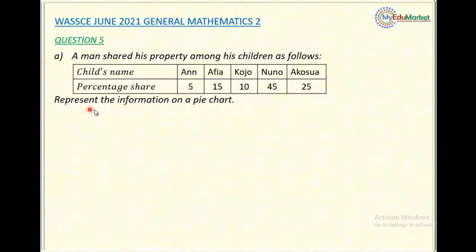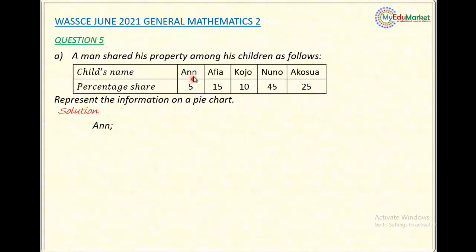The question asks us to represent the information on a pie chart. So this is the question I will attempt to answer now. Solution to this: to draw a pie chart, what you do first is to get the size of the angles for each sector. So I'll take one of the children with his percent, and try to get the angle that will represent the sector for this child.